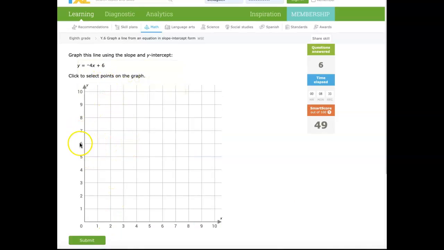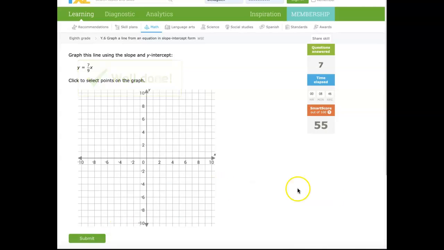Negative slope starting with 6. I'm going to go down, rise before I run, down 4 and over 1 because it's an integer. 1, 2, 3, 4, and over 1. That's pretty much where you should be able to do the rest. This one is just a bit tricky.